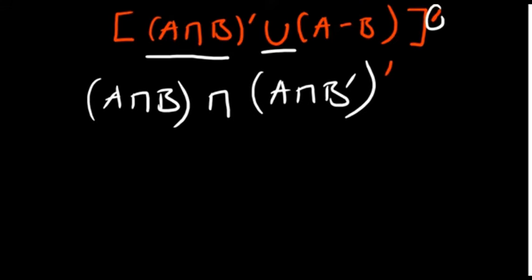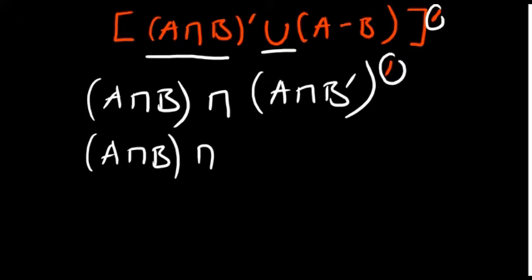At this point we'll maintain what we have on our left. Then we can distribute the complement to what is inside the brackets. So this A is going to be A complement, the sign will become union, then again we have B. So what do we have so far? We have A intersection B intersection A complement union B. How do we simplify it? Are we able to simplify it further beyond that?